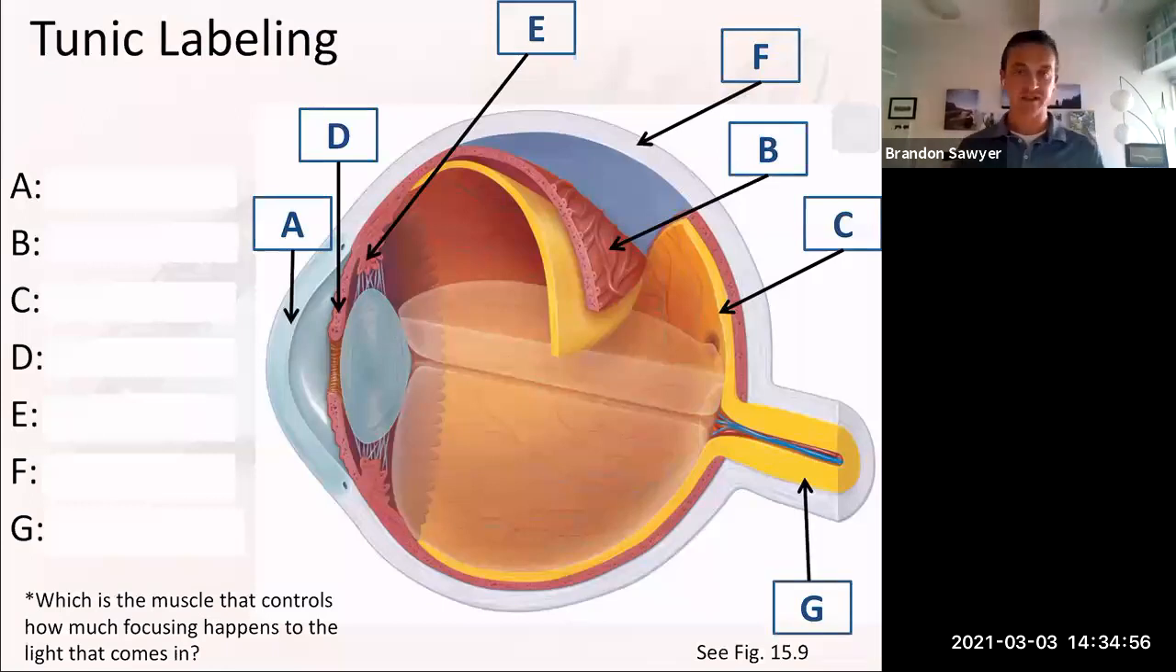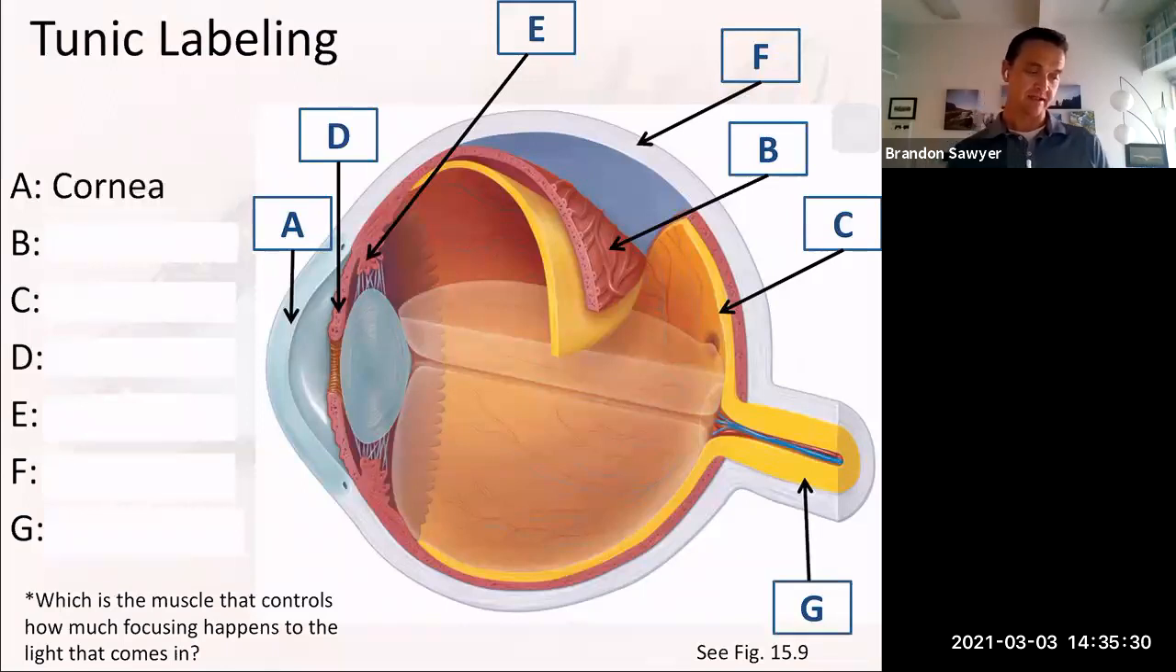All right, guys, so we're going to continue here with the rest of these notes. We just left off talking about the different tunics, and we've talked about the outer and the middle tunics. But this image includes the inner tunic, which we haven't talked about. I would encourage you to pause the video and see if you can label these different structures in the eye, and then restart it and see how you did. There's also this question down here: which is the muscle that controls how much focusing happens to the light that comes in? Okay, so let's look at each of these.